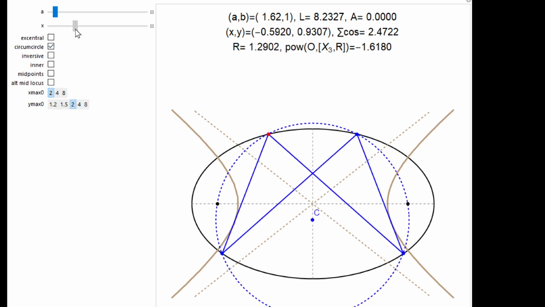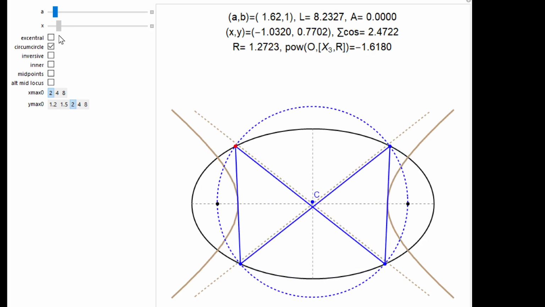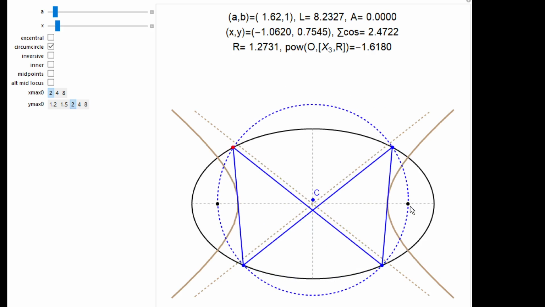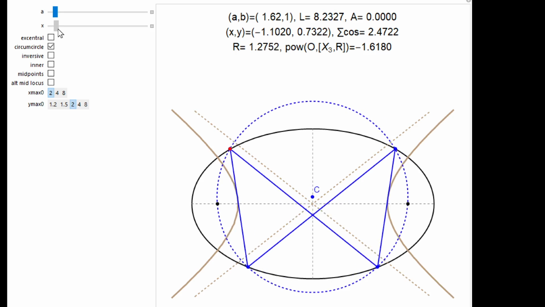Dynamically, the four vertices of this family are concyclic, and they're concyclic with the foci of the outer ellipse. Actually, these two foci are common to both the ellipse and the confocal hyperbola. So we have this really interesting situation here.